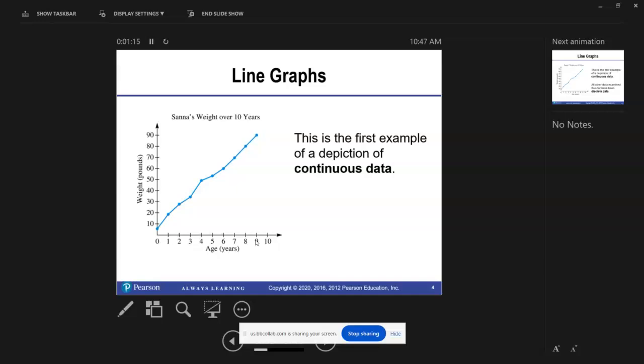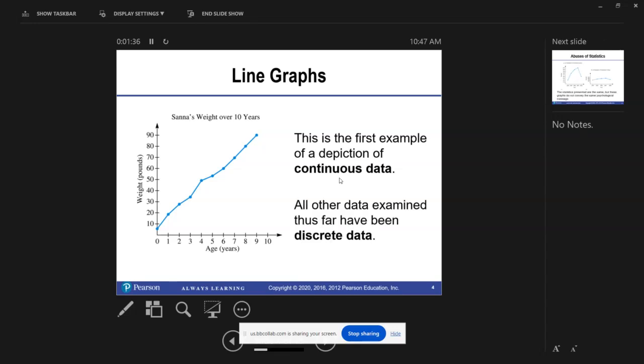Our time is the horizontal axis, like we mentioned before. This graph is showing a person's weight over 10 years. And so our time is the age, and then the weight in pounds. This is the first example of a depiction of continuous data. All the other data that we looked at, so the graphs and things that we looked at last week, they examined what we call discrete data.